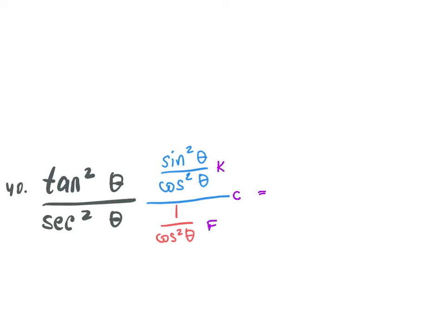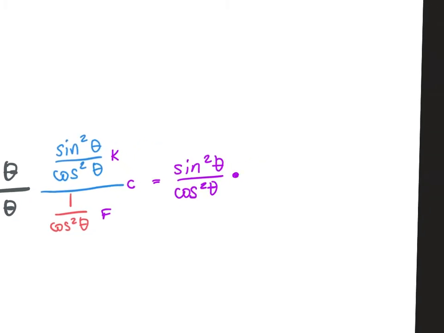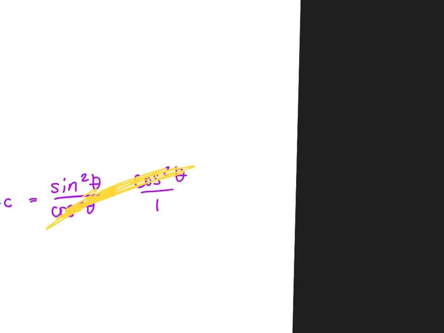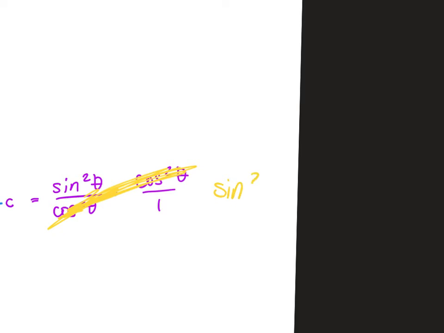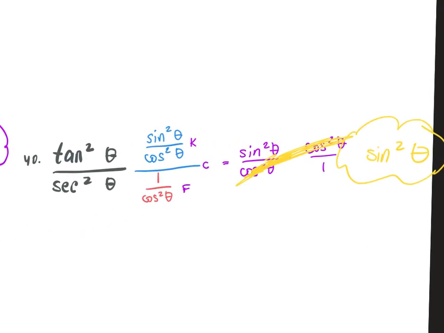Good. So I have sine squared theta over cosine squared theta. My division changes to multiplication. And when I flip it, what happens? It's cosine squared theta over 1. Now, what do you notice? Perfect. The cosines cancel out, and you're left with just what? Sine squared theta. Good. Very good. Questions at home? How we doing?